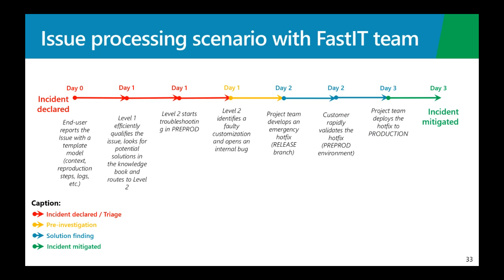That also means that the pre-investigation and the investigation itself, pointing in this example to a faulty customization, can also be found quite quickly, and a hotfix or emergency patch can be created already on day 2. Because the environment is there to test, the whole regression testing can happen in the same day as well. In the pre-prod environment, there's also automated testing in place. And then on day 3 already, the fix could be deployed into production. So in a fast IT team approach, between declaring the issue by the end user and having the issue mitigated in production, it is just 3 days.